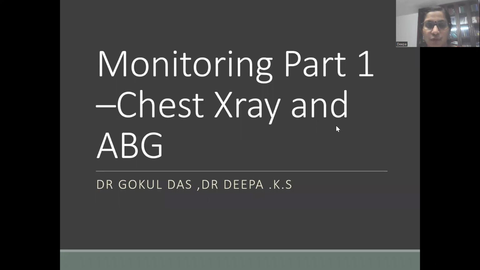Welcome to the online module of Ventilation Workshop as part of Kerala Neocon 2023. In this session, after dealing with the physiology of ventilation, now we'll be moving on to the monitoring of a ventilated baby using chest X-rays and ABG. So this session would focus on the chest X-ray part of the monitoring of a ventilated baby.